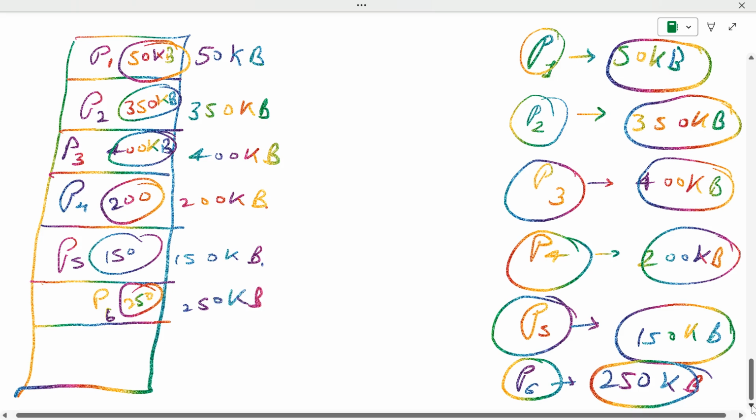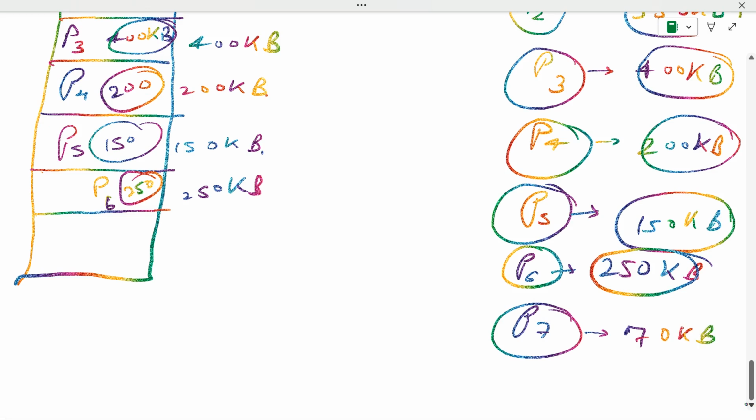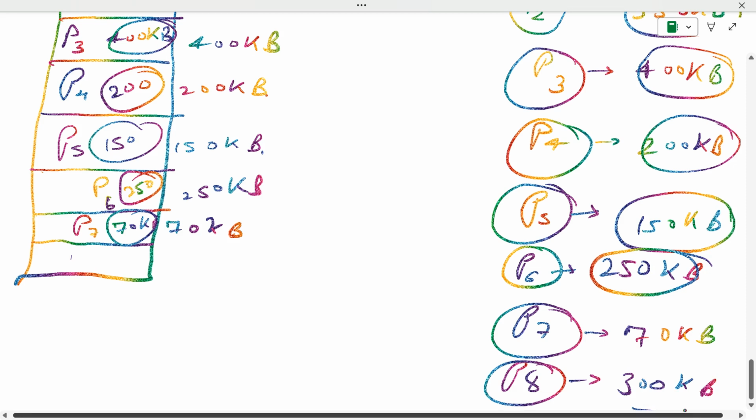Now let's say P7 comes and P7 requires 70 kb. In this remaining space we will allocate P7 70 kb, and a 70 kb partition will be made for this. Now P8 comes and P8 requires 300 kb. Let's see, we have this much space left. If it is 300 kb, then we will allocate P8 here. Let's say this space left is 300 kb only, so we will allocate P8 here, and a 300 kb partition will be made.